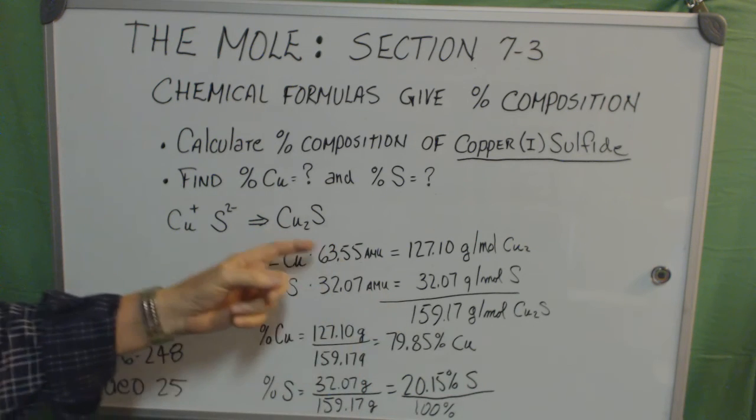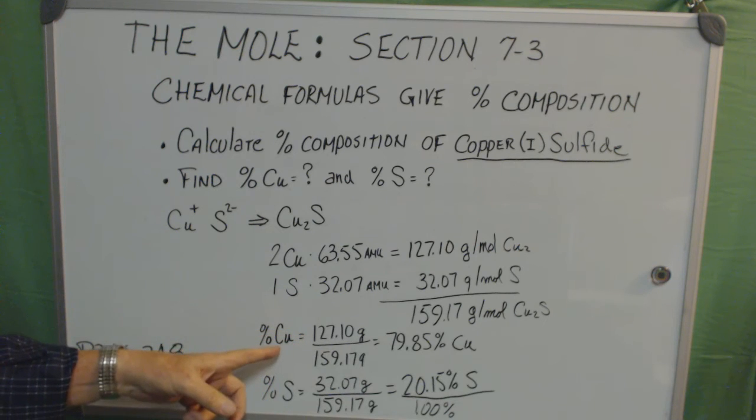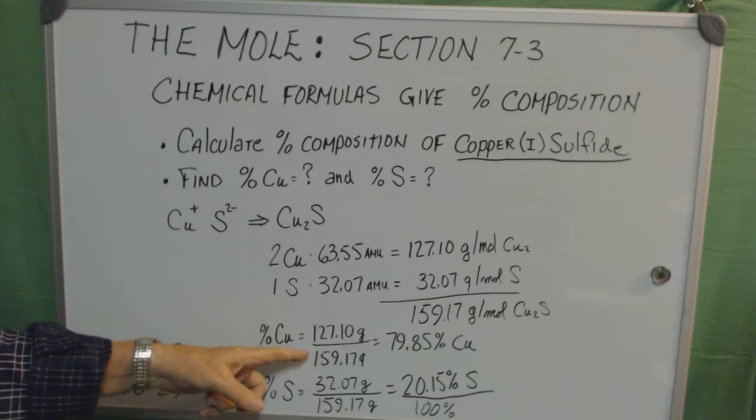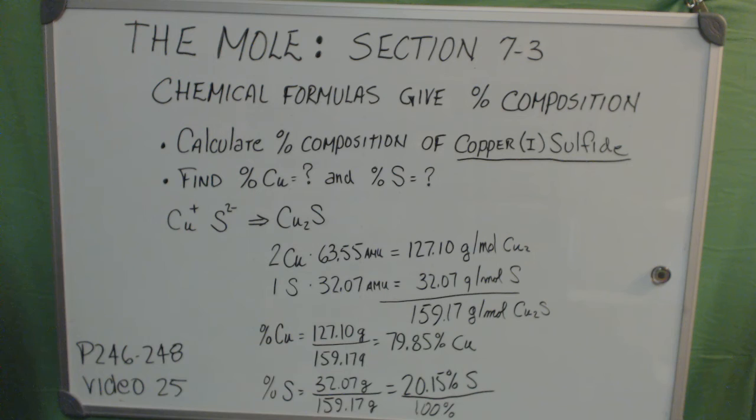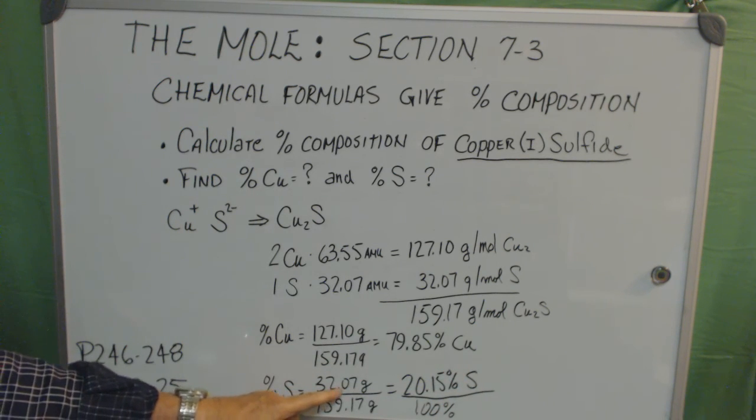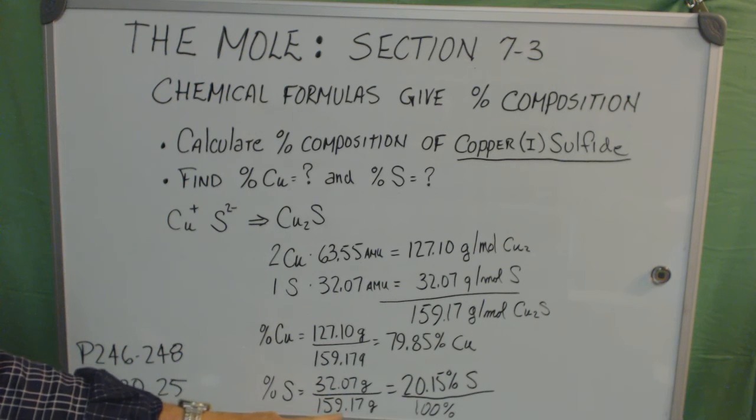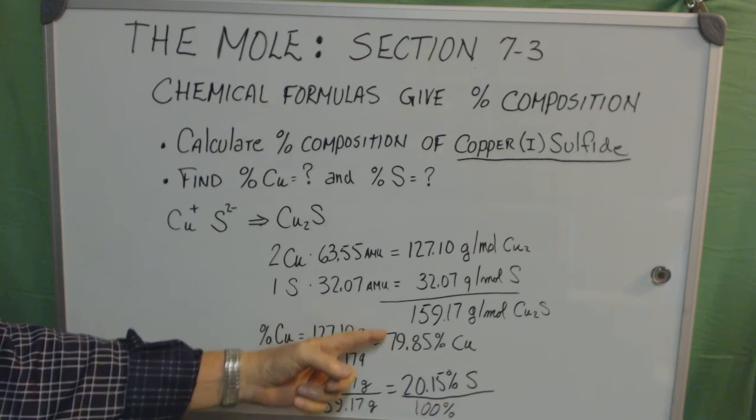And then I just take each individual one and divide it by that. Percentage copper will be the total weight of copper in there, divided by the total weight of the molecule. I end up with 79.85% copper and 32.07, that's my AMU for sulfur, divided by the total AMU for the compound, 159.17. That gives me 20.15%. And I add these 2 up.